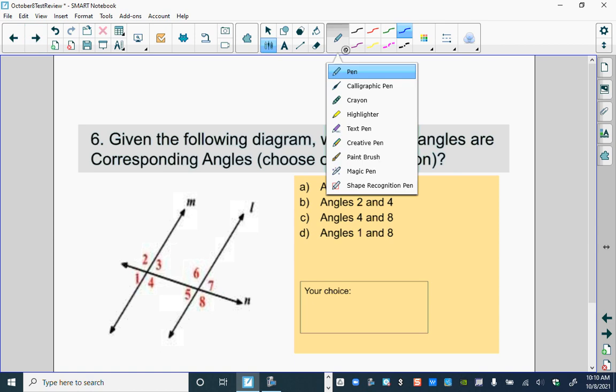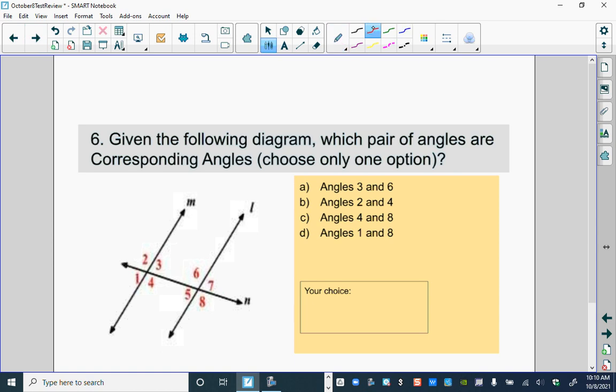Okay, one person is saying C. 4 and 8. Agree or disagree with that, 4 and 8? One person agrees. 2, 3. Okay, who can tell us why 4 and 8 would be the corresponding angles? Why is that? Yeah? Perfect. Same side, same spot. Yeah. That's a winner.